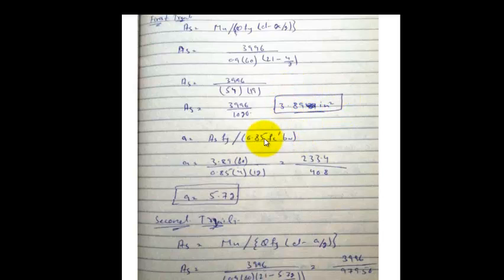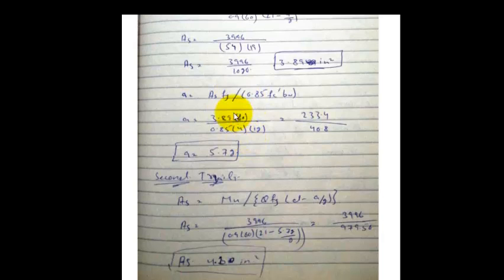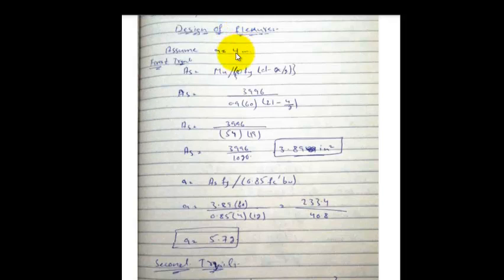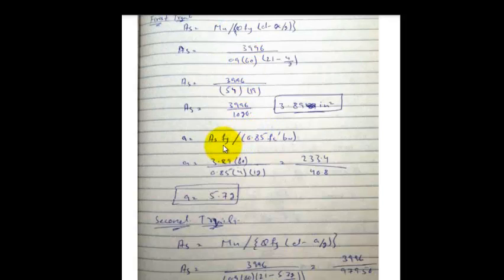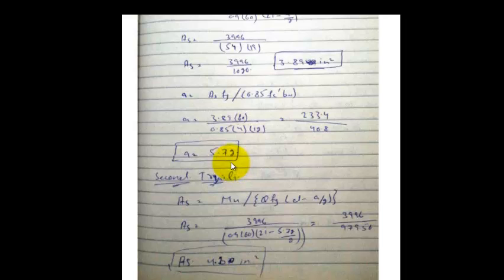So we will put this area in that A to find whether the 4 we selected for A is right or not. So we put that AS is equal to, the area is AS by Fy into 0.85 FC prime BW. We put that FC prime is 4000 PSI. We divide that by 1000, we get 4 kips, and 0.8 the factor, and B is the width of the beam. Putting all these values in this equation, we get that A is equal to 5.75.